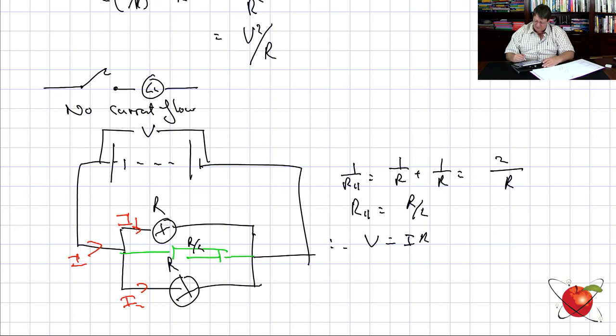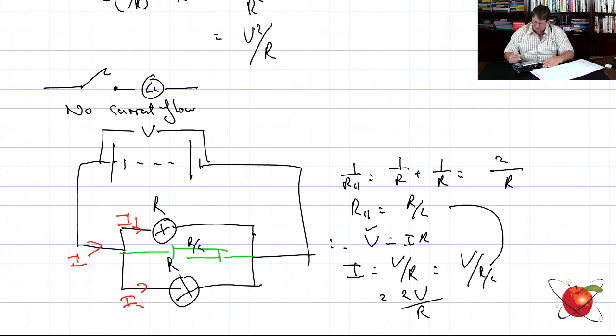What is V for this? Well, V is constant. It didn't change. Same battery. You'd call that your 12 volts if you assigned a number. This is really a good one to go through. So let's have a look here. We say, okay, V is the same. So what's my new current? It is going to be V over R, which is V over R over 2, which is going to be 2V over R, correct? Therefore, it splits evenly again.